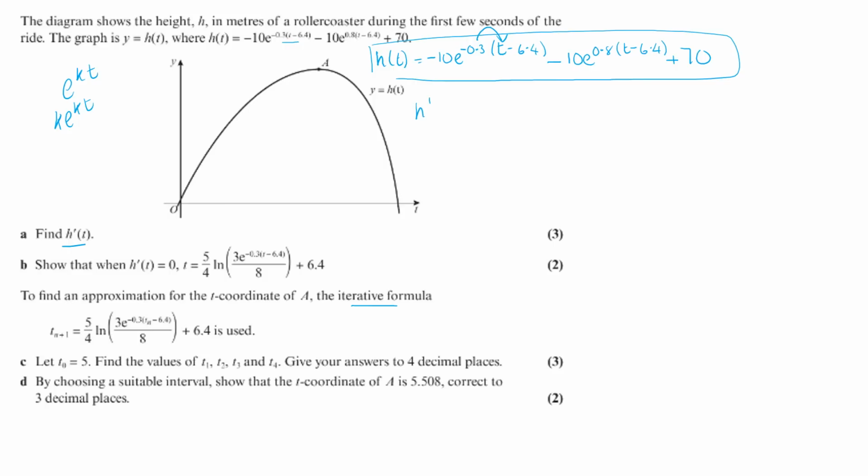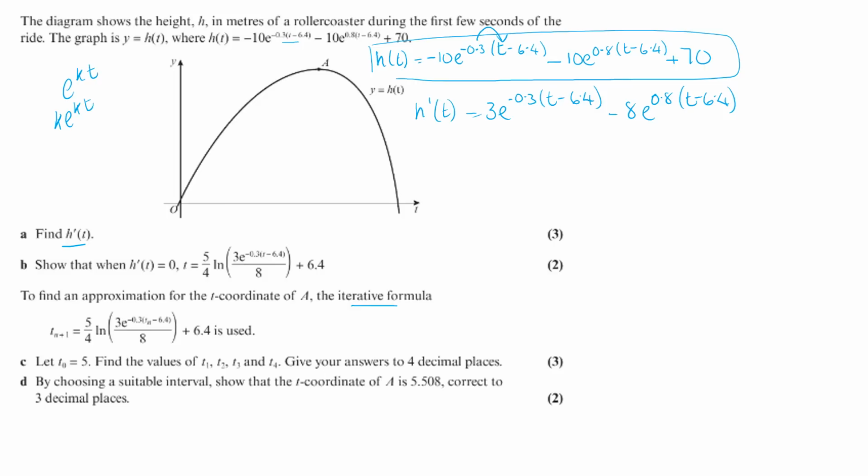So when we're doing the differential, you're going to get minus 0.3 times minus 10, which is going to be 3 e to the minus 0.3 t minus 6.4. So when we differentiate e, that just repeats itself. And then the 0.8 times by the minus 10 is going to be minus 8 e to the 0.8 t minus 6.4, and then the constant, the 70 on the end, is just going to go out. So that is the differential of h.